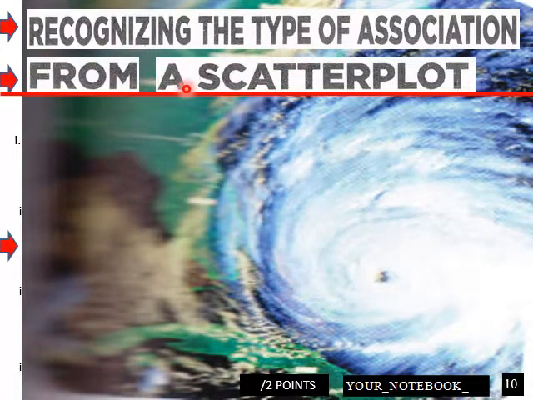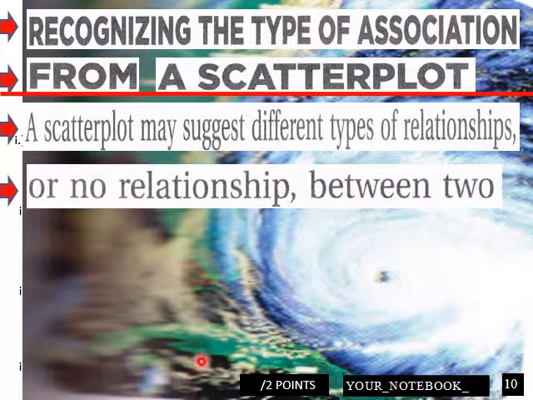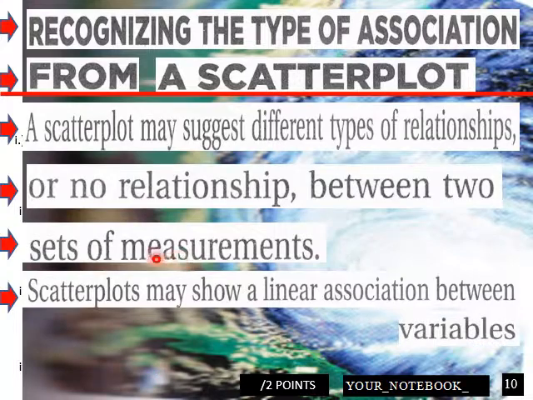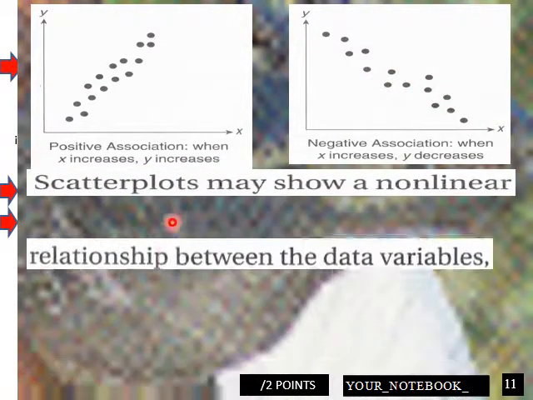Recognizing the type of association from a scatter plot. A scatter plot may suggest different types of relationship or no relationship between two sets of measurements. Scatter plots may show linear association with variables. Like in this situation here, we have basically a positive association. This would be a negative association here, because it has negative slope.